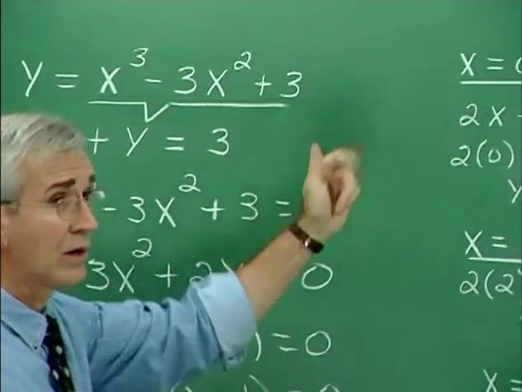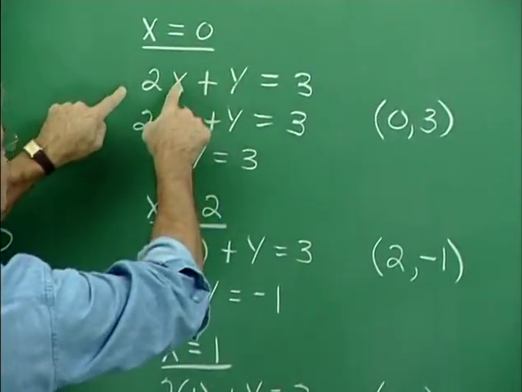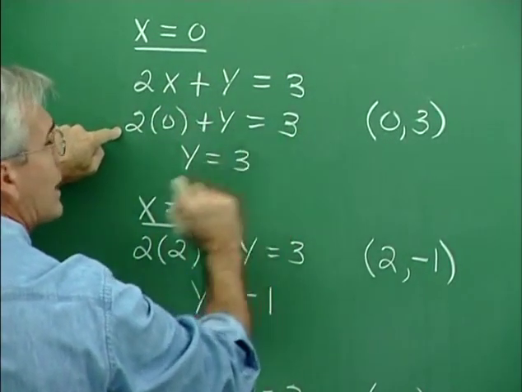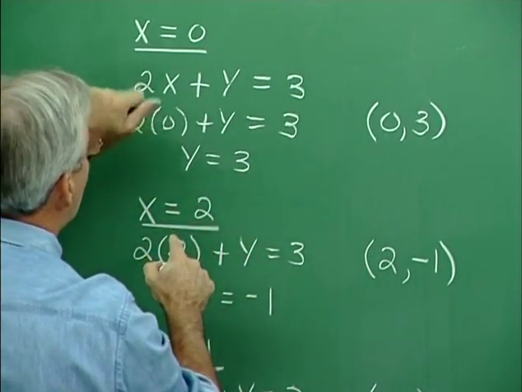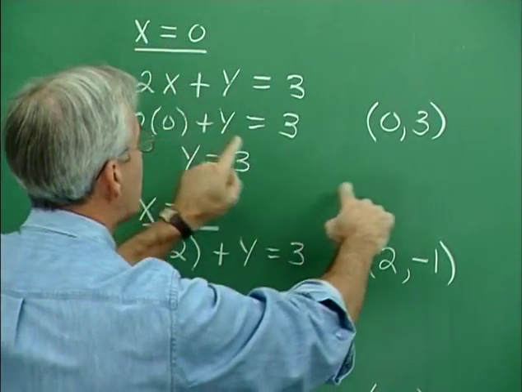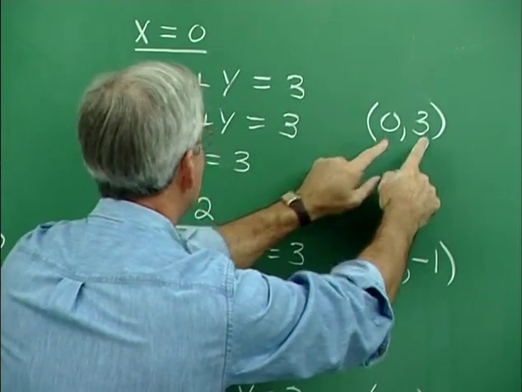If x is 0, here's what we're doing. We're just taking equation 2 and replacing x with this value and evaluating for y. The term goes out, y is 3. So the ordered pair 0, 3 should be on both graphs and therefore should be an intersection point.